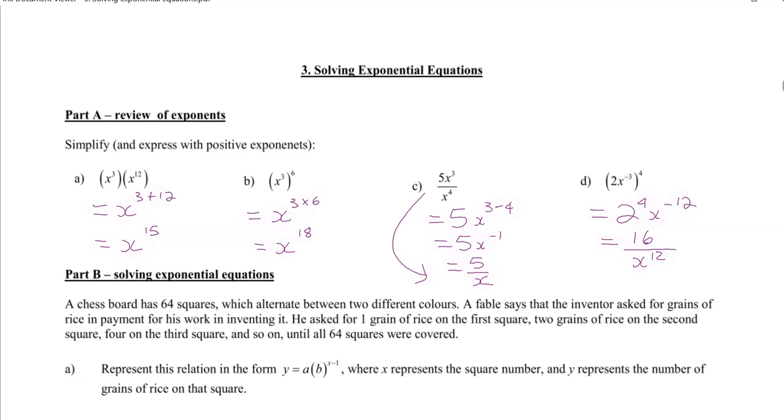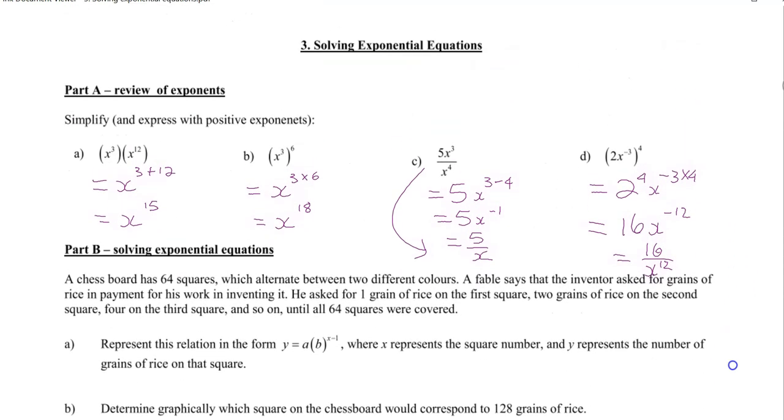And lastly, it's going to be 2 to the 4, x to the -3 times 4. Let's throw in one more line. So that's 16, x to the -12, which will be 16 over x to the 12.